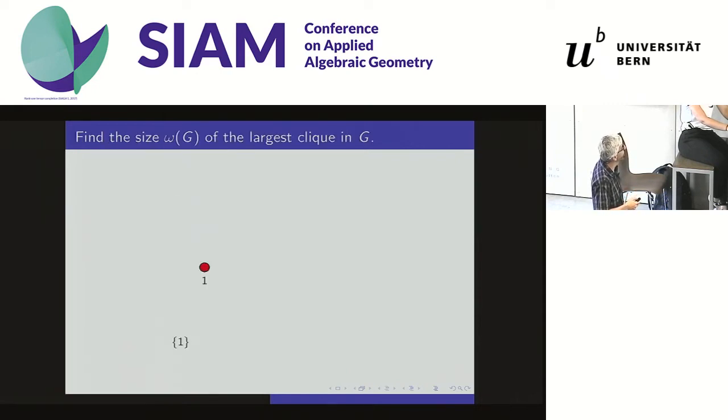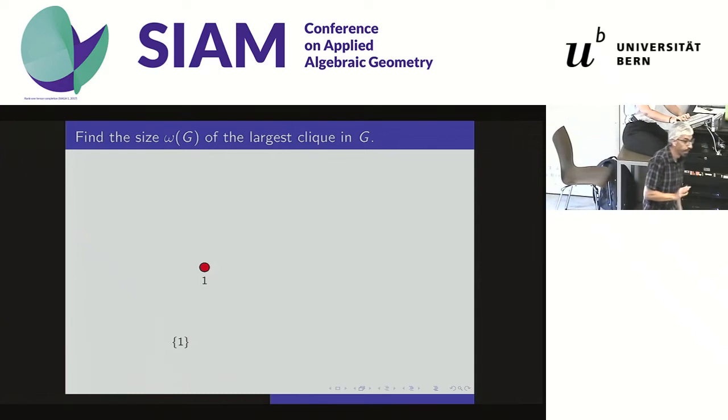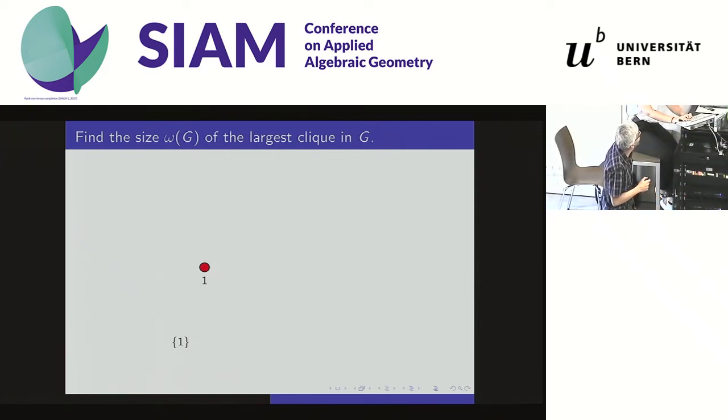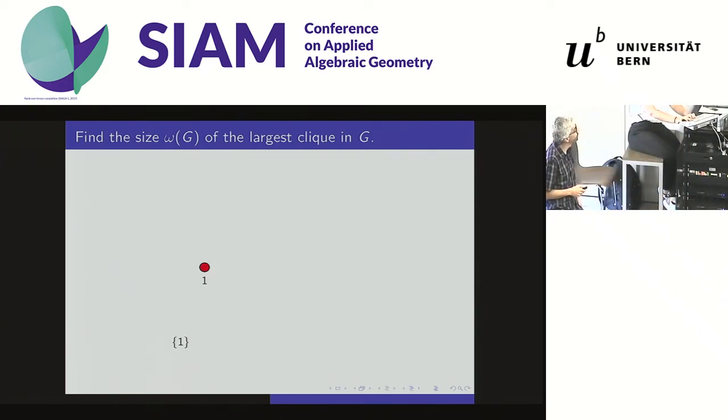Let's suppose that somebody asks us, please find the size of the largest clique in a graph G. It's well known that deciding whether this largest clique is at least a fraction of the size of G is an NP-complete problem. So we do not expect to be able to do this efficiently for all graphs. However, for chordal graphs, this turns out to be rather easy.